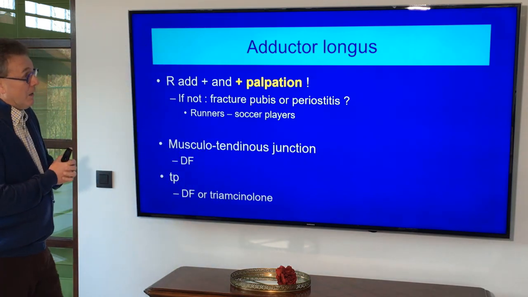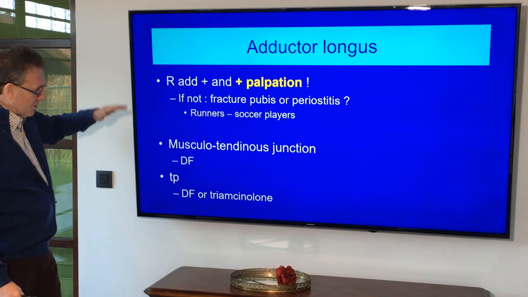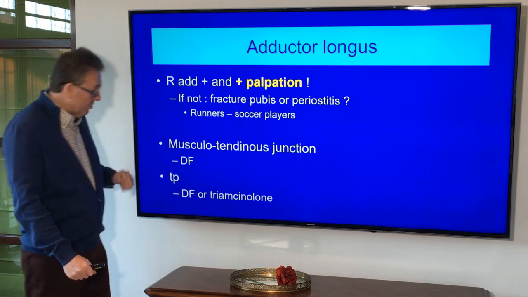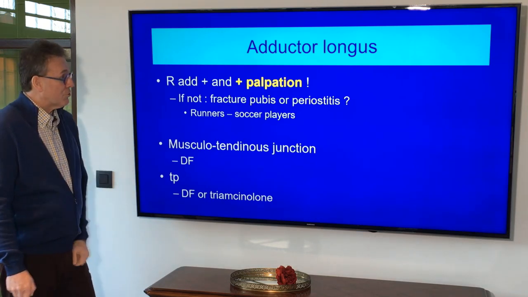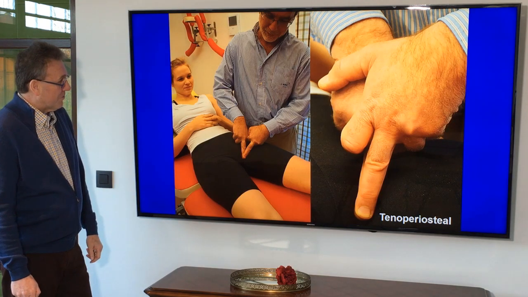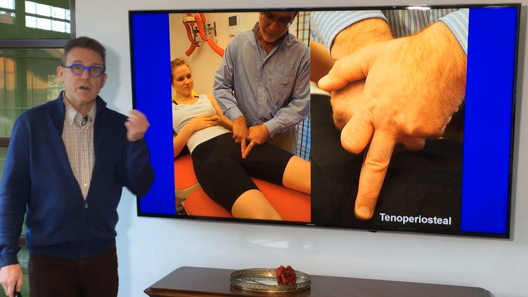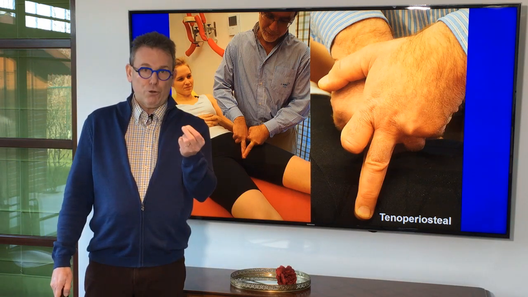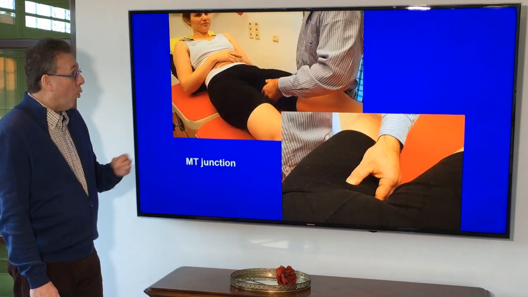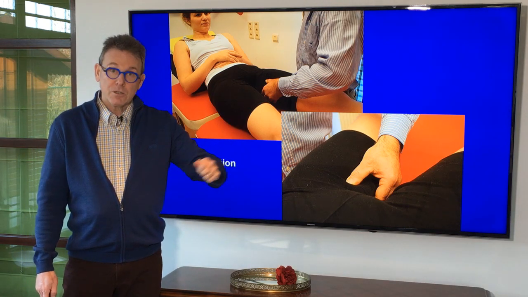Could also be periostitis. We have two localizations. We can have a lesion at the musculotendinous junction, which can be frictioned, or we have a tenoperiosteal lesion, and here we have the two options, friction or infiltration. So this is the palpation and the friction of the tenoperiosteal localization. So you have to feel adductor and bone at the same time. Or the musculotendinous junction, and this is going to be kind of pinching technique.